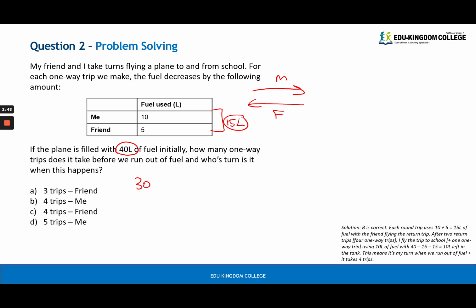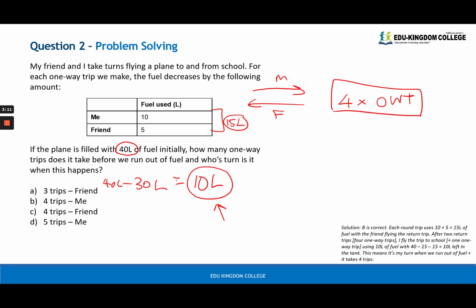That's 30 litres. So if you minus 30 from 40 litres, that will count for 4 lots of one-way trips, OWT, one-way trips, right? This leaves us with 10 litres. This would be the last trip, and we will run out of fuel on this trip. Okay, so that's why we can have 4 full one-way trips, and the person who it runs out on would be me. Okay, so the answer is B. 4 trips, and I would be the one that will end up with fuel that's run out. So you can have a read of the solutions here if you'd like a more detailed explanation.